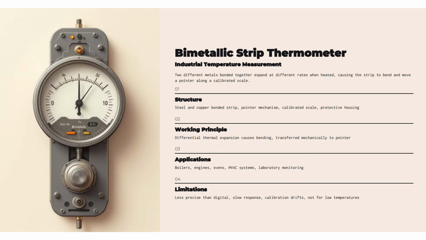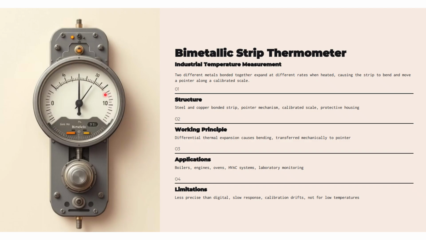Next one is a bimetallic strip thermometer. This thermometer is commonly used in industries. From the name itself, we can understand it uses two different metals to measure the temperature. So in this, two different metals will join together. When heated, the metals expand at different rates, causing the bending of the pointer on the calibrated scale.